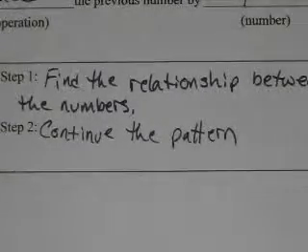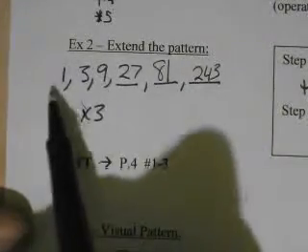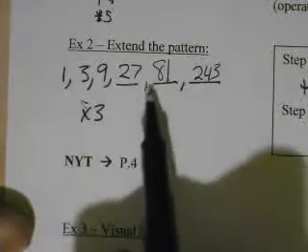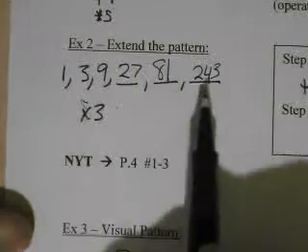Not too bad so far. So, recap. Find the pattern. In this case, it was multiplied by 3 to get from one term to the next, to the next, to the next. Once you find the pattern, then you simply continue the pattern. Keep multiplying each term by 3.